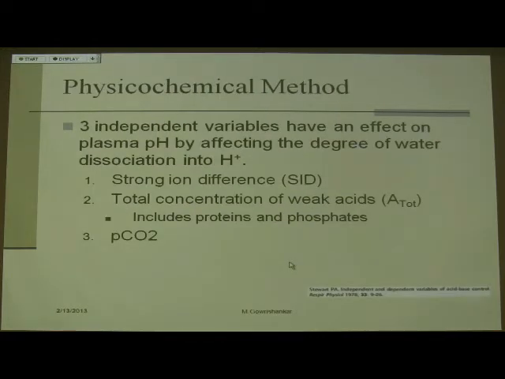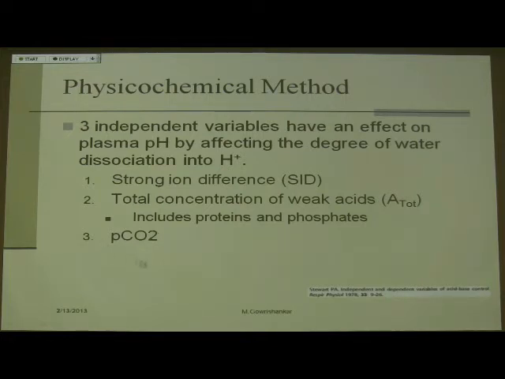So now we come to the most confusing part of this whole approach, which is the Stewart method. This is called the physicochemical method. What Stewart did was, he's a physiologist and a chemist, so he decided enough of all these caveats and albumin and PCO2 and bicarbonate, and they're all talking to each other, so how can we say somebody's got acidosis as a result of some metabolic derangement? So he decided to look at it in a different way, and he said there are 3 independent variables which have an effect on plasma pH, because he was only going to concentrate on pH, not the bicarbonate.